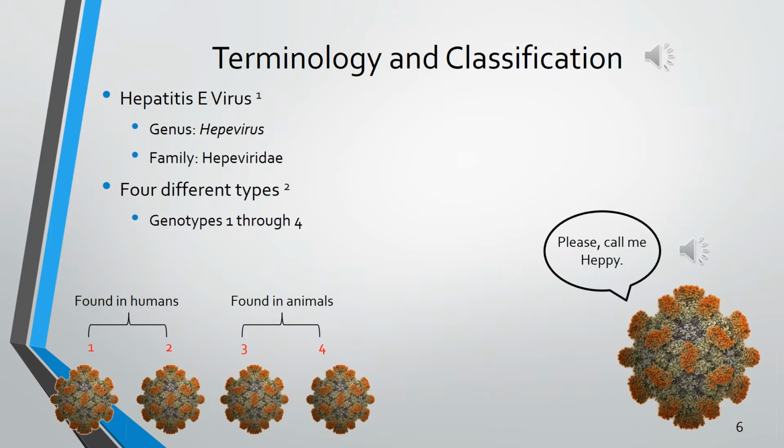Hepatitis E virus, or HEV, is a virus placed in the sole genus Hepavirus in the family Hepaviridae. There are at least 4 different genotypes of HEV. Genotypes 1 and 2 have only been found in humans. Genotypes 3 and 4 circulate in several animals, including pigs and deer.